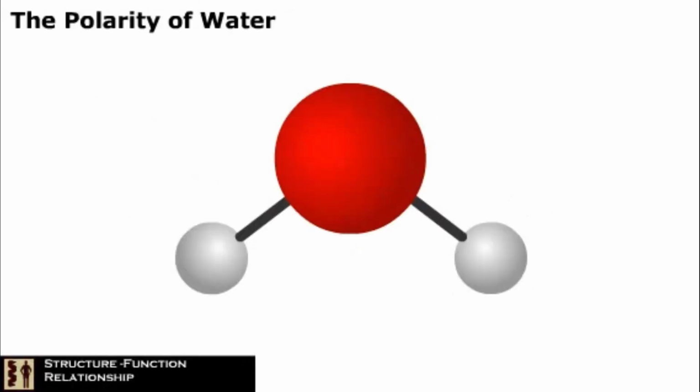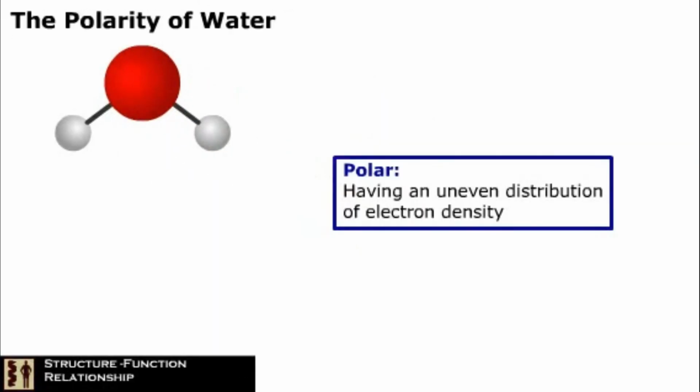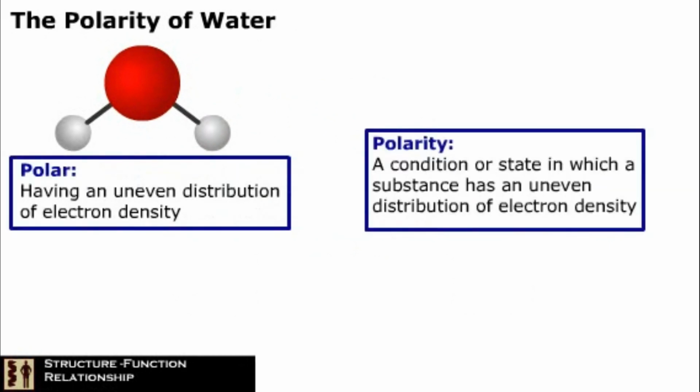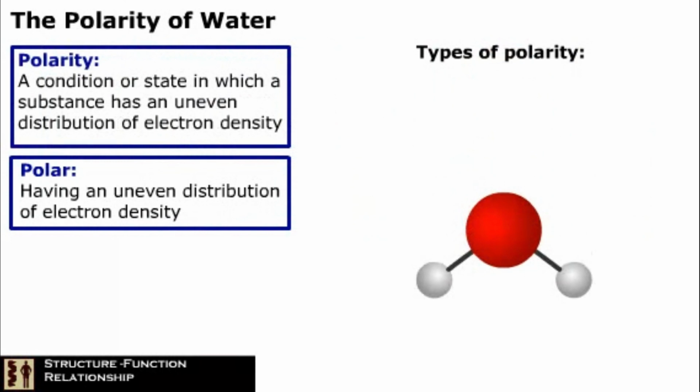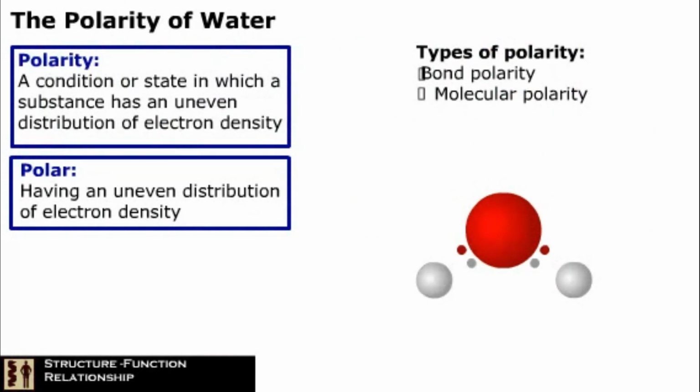One of these properties is polarity. Polar means having an uneven distribution of electron density, so polarity means a condition or state in which a substance has an uneven distribution of electron density. We need to talk about 2 types of polarity, bond polarity and molecular polarity. Water exhibits both kinds of polarity.